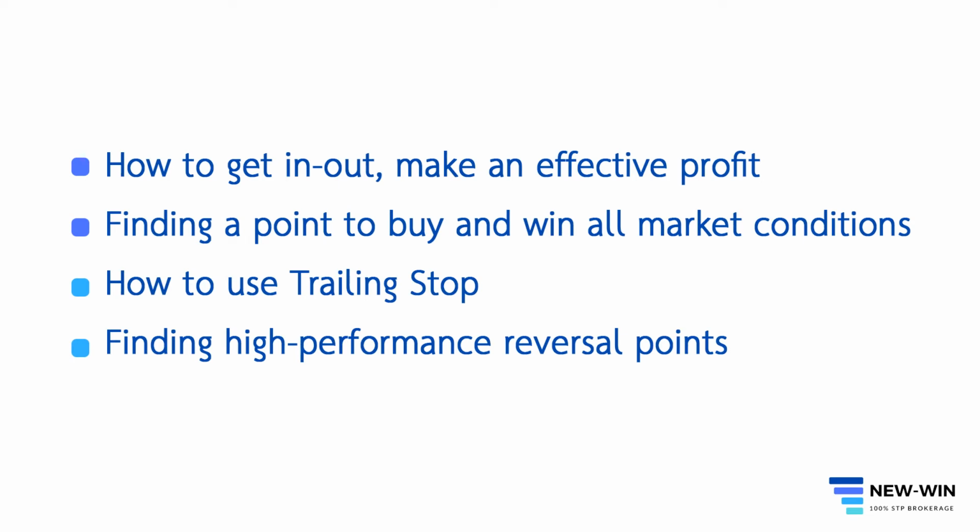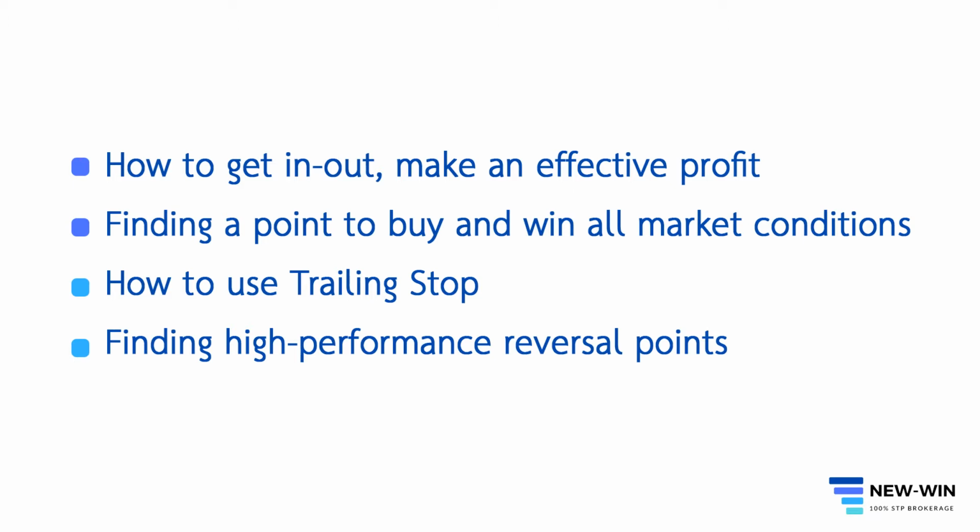Hello everyone, welcome back to our lessons again, and we are now in chapter 7. In this part, we're going to learn about these 4 topics here. The first one, we start by talking about how to get in and out in order to make an effective profit. And then we move on to the part of finding a point to buy and win on market conditions. And thirdly, we move to the part of how to use trailing stop, and then end up with the part of finding high performance reversal points. Are you ready to learn something more?